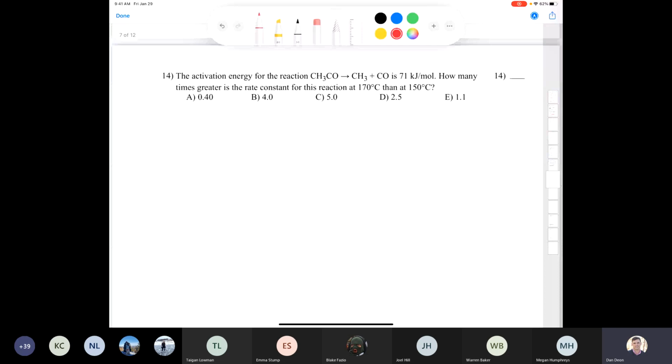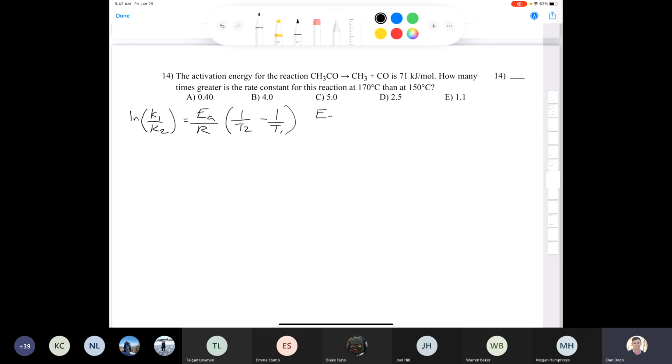It says the activation energy for this reaction is 71 kilojoules per mole. How many times greater is the rate constant for the reaction at 170 degrees Celsius versus 150 degrees Celsius? So in order to solve this problem, we're going to need to use the Arrhenius equation, which again will be provided for you. It's ln of K1 over K2 is equal to the activation energy over R, a constant, times 1 over T2 minus 1 over T1.